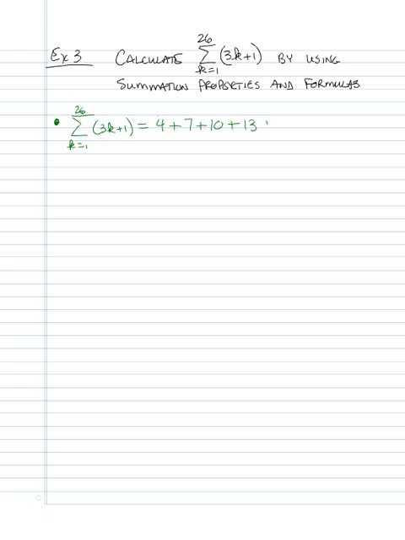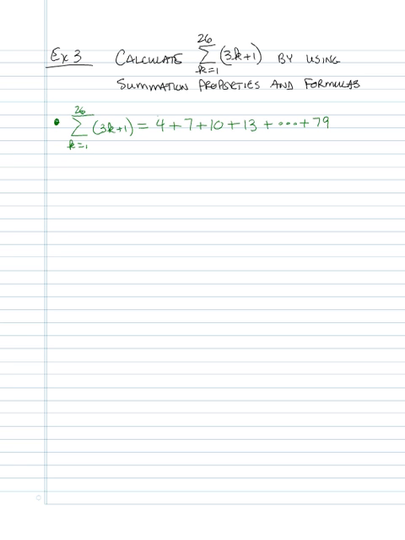So anyway, we're going to be adding these up, and the very last one we're going to add is when k is 26. Well, I've got to stop and think. What's 3 times 26? I believe that's 78. So 78 plus 1 more would be 79. So we're adding up the integers in a particular pattern, 4 plus 7 plus 10 plus 13, all the way up to 79. Well, we're going to use a couple of properties and one formula to do this.